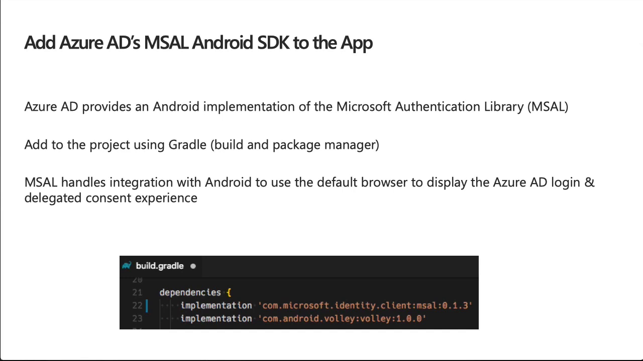You're also going to want to add in a reference to something called Volley. Volley is an Android-based library that is used for HTTP networking as well. So you can see I have these listed here. The version numbers may be different based on what you're doing and where you are when you're watching this video, as the Microsoft Authentication Library is relatively new in terms of being generally available as of mid-2019. And so you may see new versions of this that are available, and you may not be using the version that you see listed here.